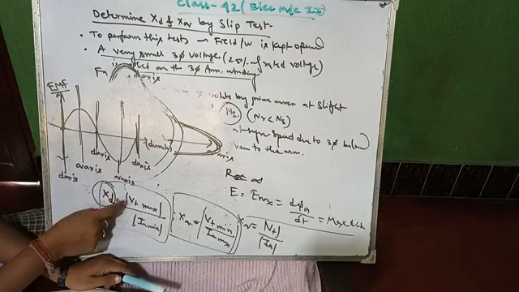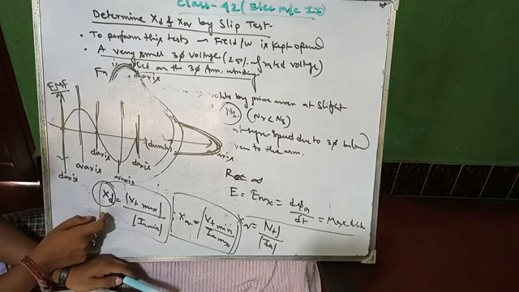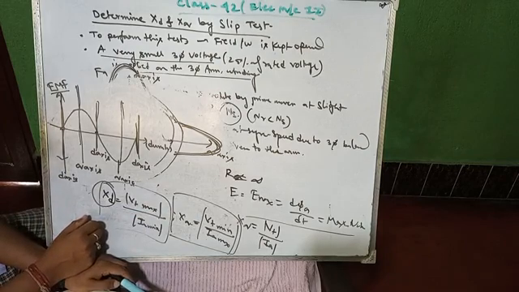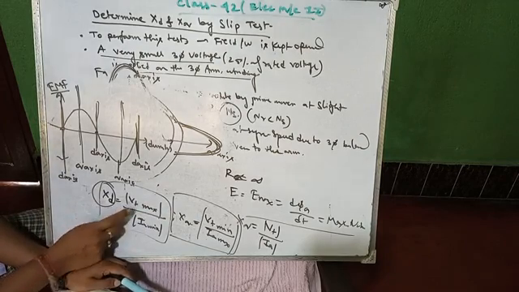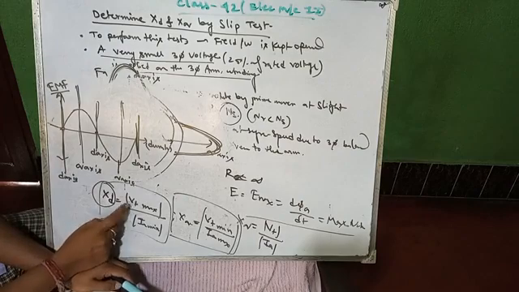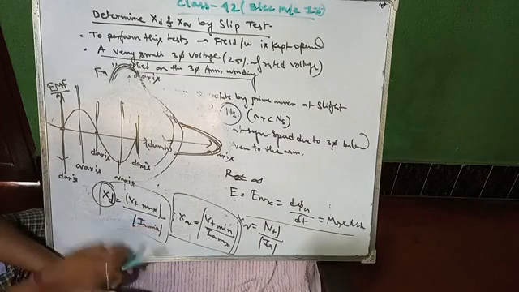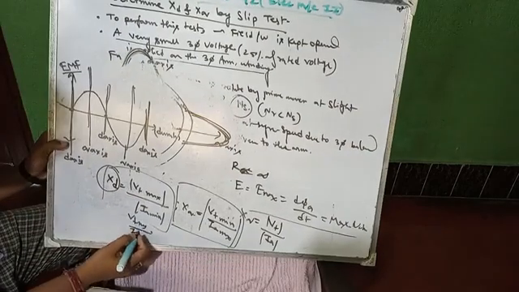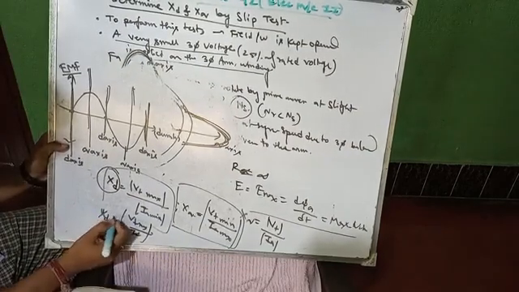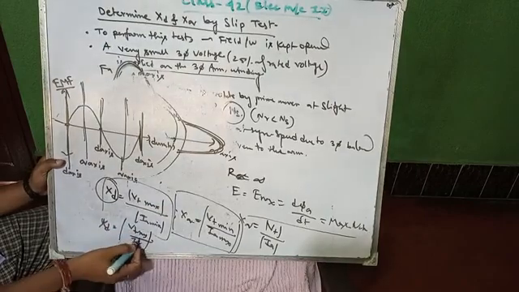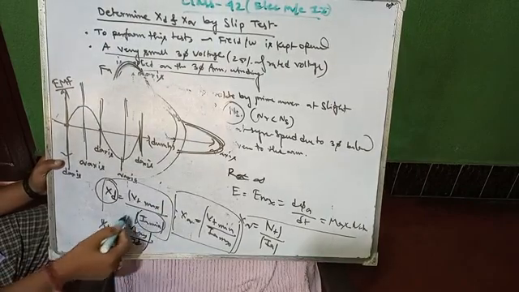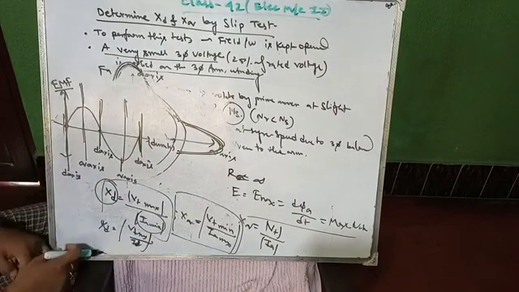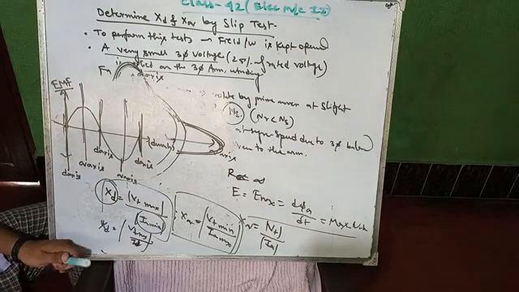So VT becomes the applied voltage minus the IZ drop. So XD equals VT max by I min, or I min means VT max by ID. You can write XD equals VT max by ID. When it traces the 0 value, ID will be minimum. So the D axis current will be minimum.